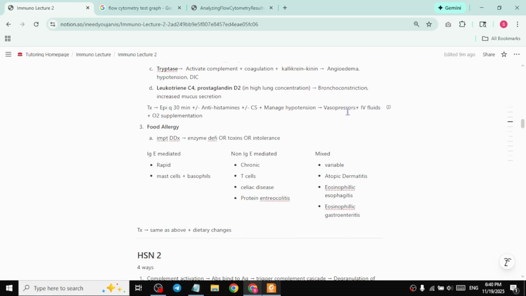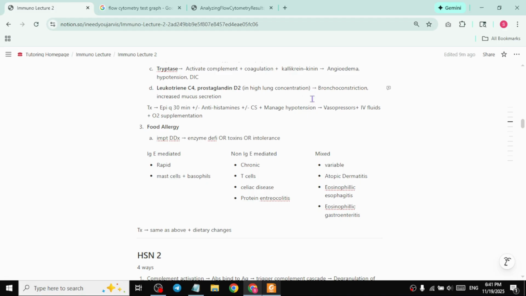All right. Now, usually for anaphylaxis, you're gonna have to give epinephrine every 30 minutes until they're okay, right? You have to give them antihistamines. You might have to give them corticosteroids. The thing is, you have to manage the hypotension.